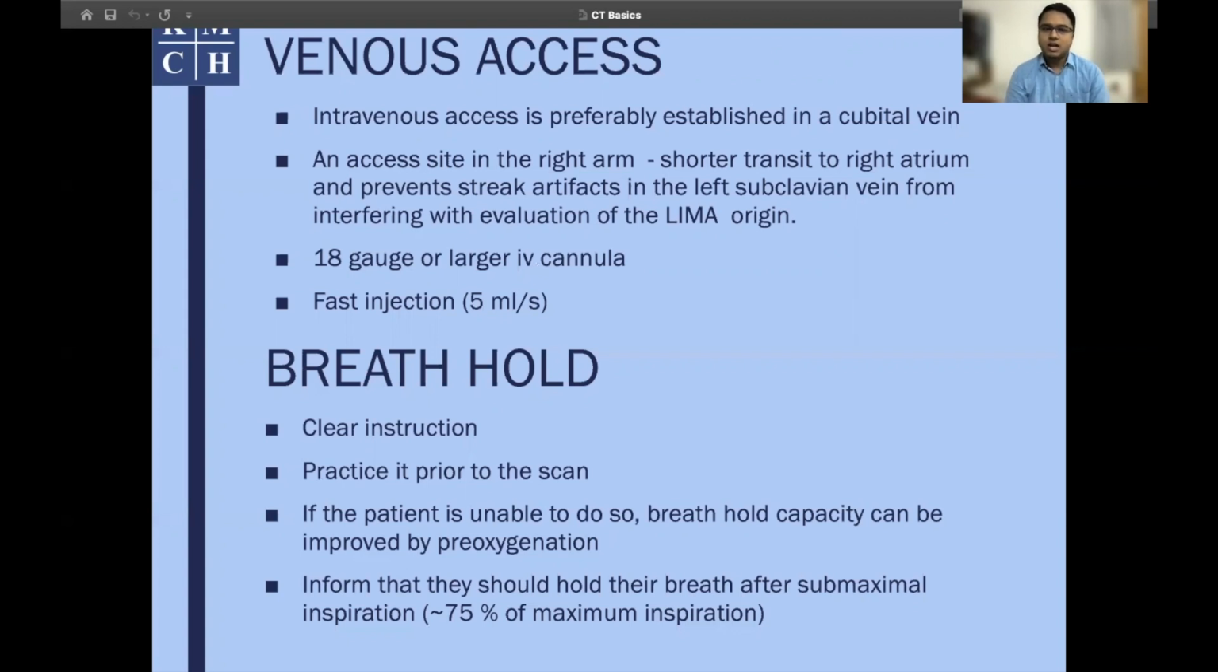An 18G or larger cannula is preferred because we give contrast at a faster rate of around 5 ml per second. Breath hold: give a clear instruction to the patient to hold his breath or practice it prior to the scan so that the patient knows what is proper breath holding. And if the patient is unable to hold breath properly, the breath hold capacity can be improved by pre-oxygenation. And also inform the patient that they have to hold the breath with submaximal inspiration. Don't hyperventilate.